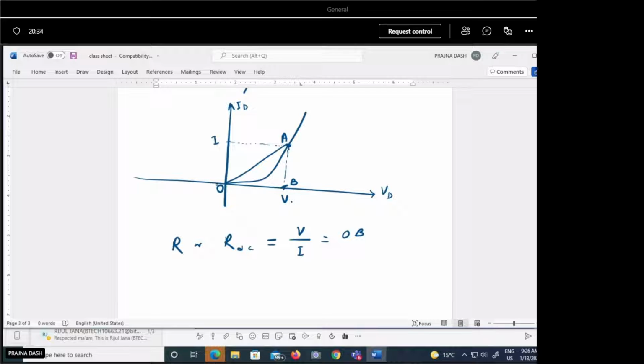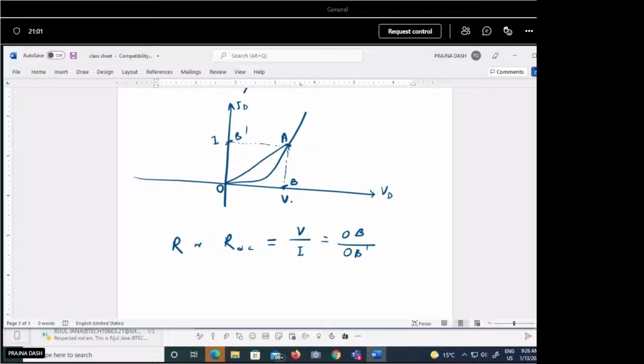This is the voltage, and at this point, let's say this is point B dash. So we take the voltage by current, the change in voltage from the minimum point to the operating point, and the change in current from the minimum point to the maximum point. So we take OB by OB dash. In this way also we can find the static resistance of the diode.